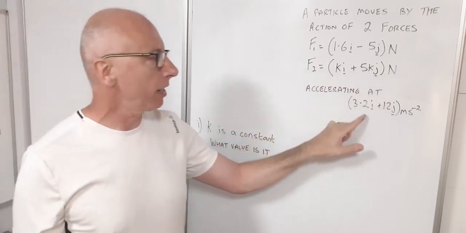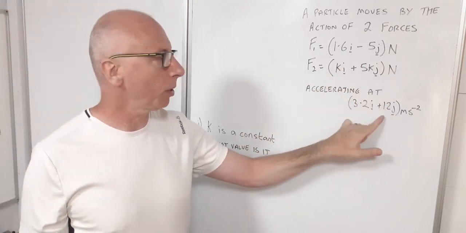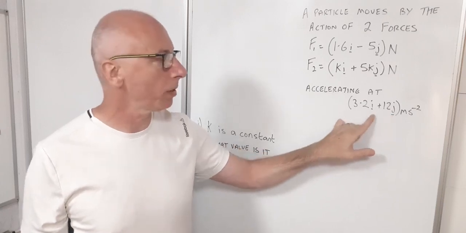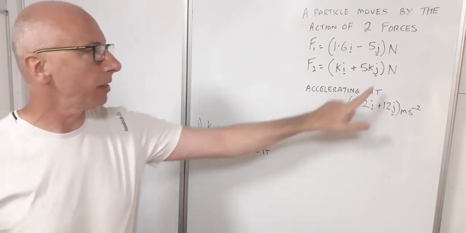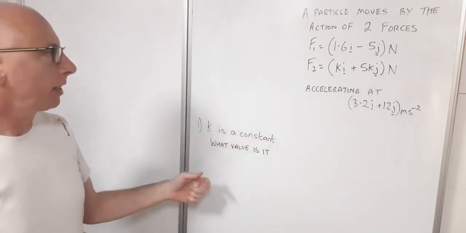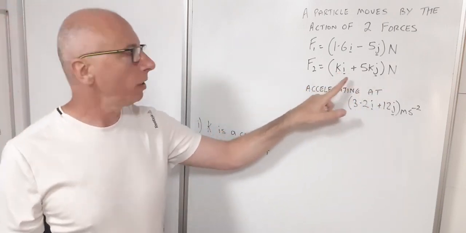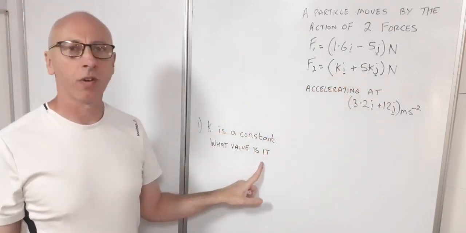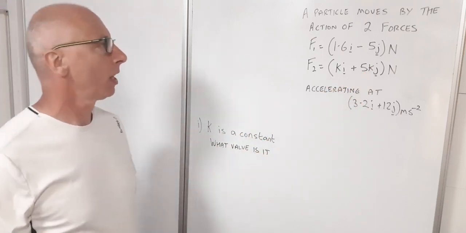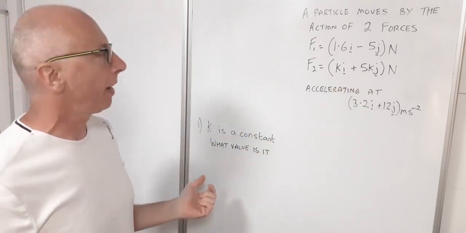Now it's accelerating at 3.2i plus 12j, so that's the two components there, in meters per second squared. That is pretty standard, as is the newtons. And so here we can see we've got two variables, k. Now k is a constant. What we want to do is find out what value it is. So how are we going to work that out?